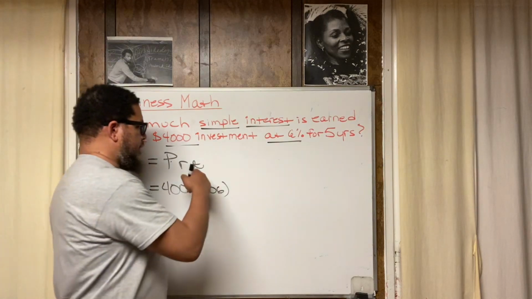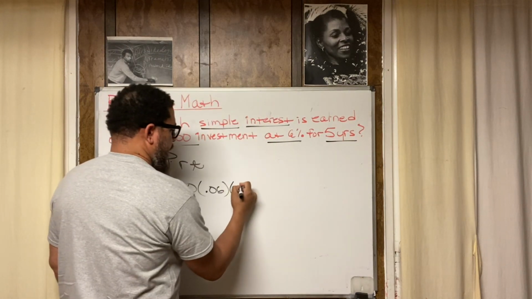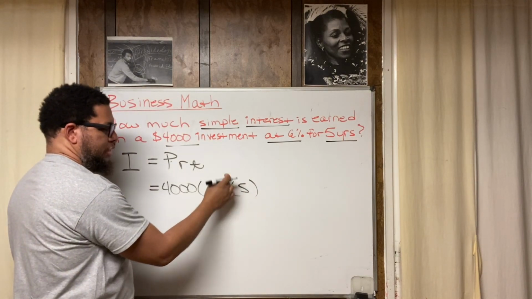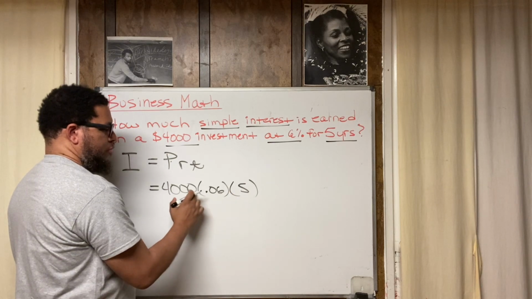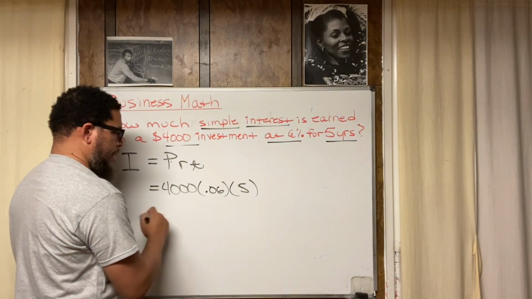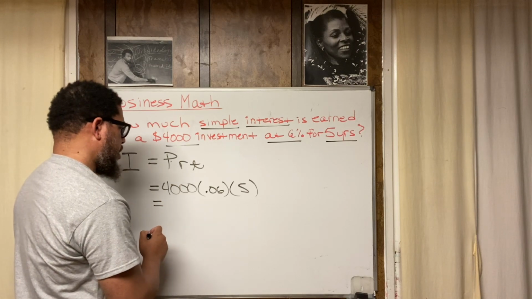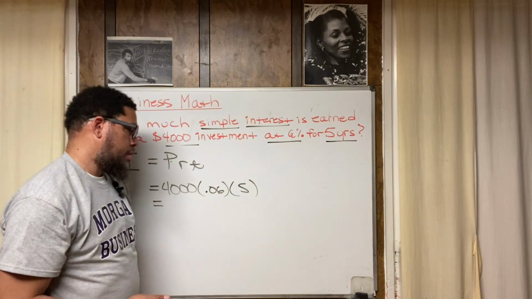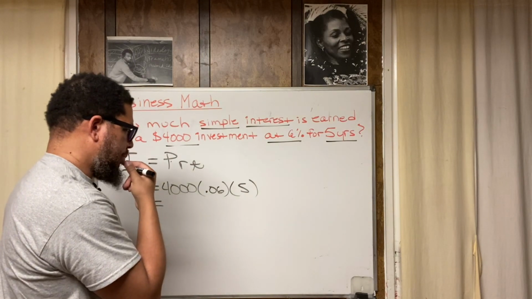All right. Now, T stands for time. The time is 5 years. So you're going to multiply that. And notice how I'm using parentheses to show separation and to show multiplication. When you got parentheses next to each other, or parentheses next to a number, that means you're multiplying. All right. Now, let's do 4,000 times 0.06. We can do this with a calculator very easily, multiply straight through. Or, let me see if I can do this mentally.